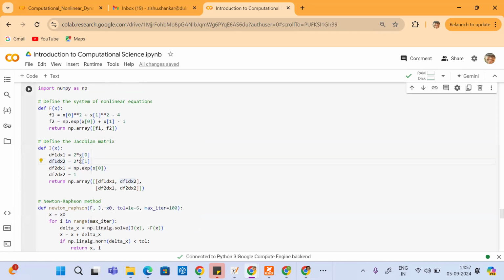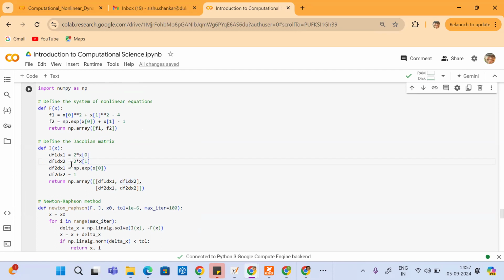This you can easily get. The first row is dou f1 by dou x1. The second one is dou f1 by dou x2. Third variable dou f2 by dou x1. Fourth one, dou f2 by dou x2. I have manually entered this. Fine with you? Any queries so far? Any queries? Okay, all right.